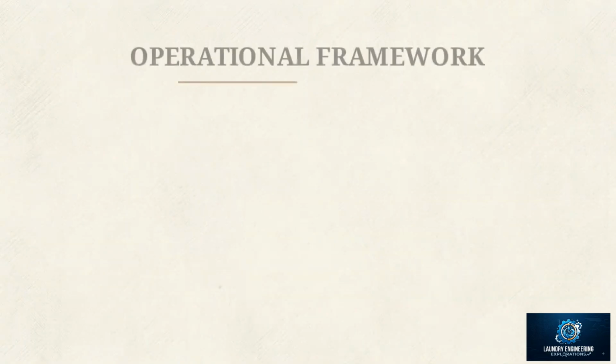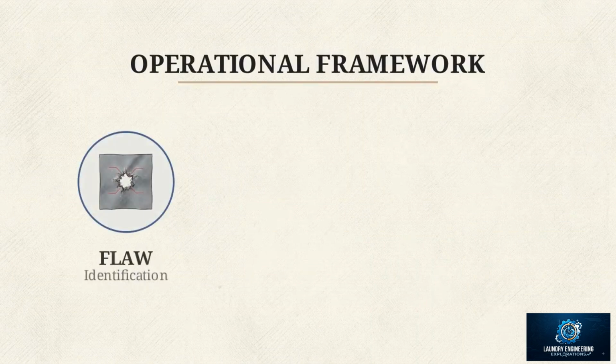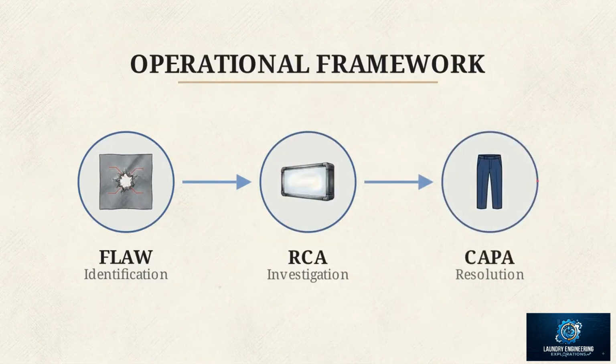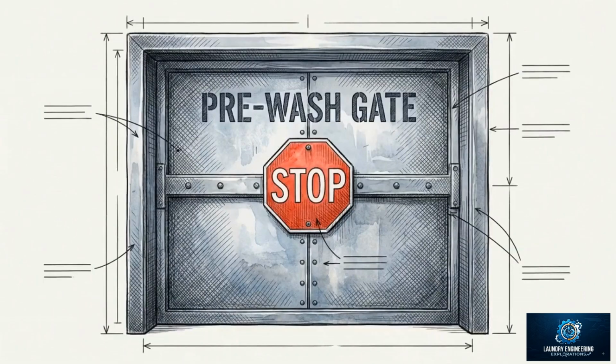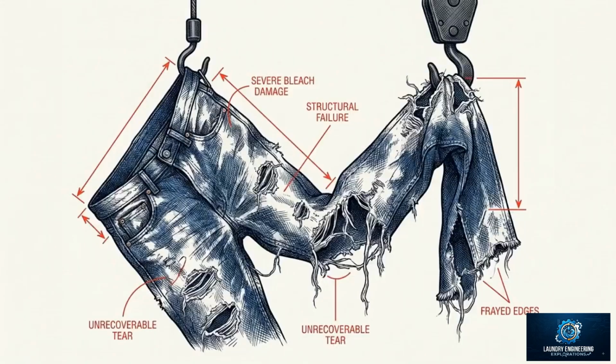To correct the system, we use a specific operational framework. We trace each physical flaw back to its root cause analysis, or RCA, and then mandate a corrective and preventive action, a CAPA, to stop it from recurring. Catching this at the pre-wash gate is vital. If these 27 units proceed into the chemical wash cycle, their structural weaknesses and color variances will lock permanently into the denim, resulting in an unrecoverable total loss.